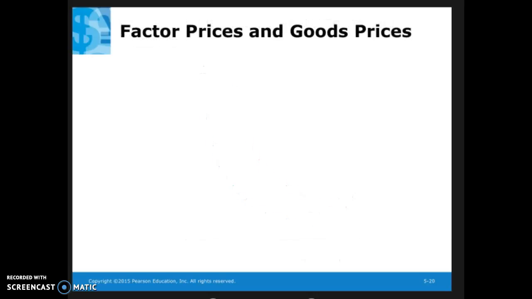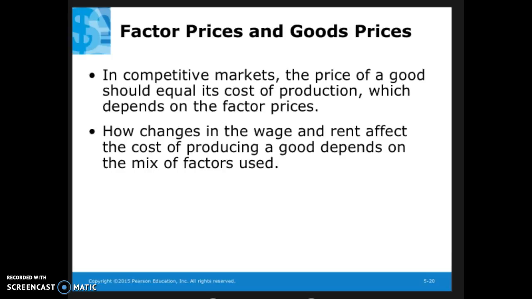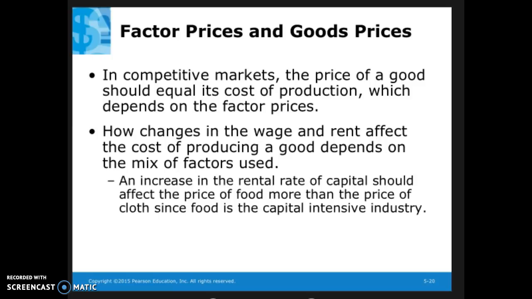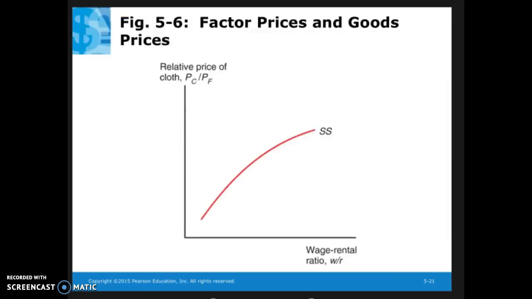So we have factor prices and goods prices. In competitive markets, the price of a good should equal its cost of production, which depends on the factor prices. How changes in the wage and rent affect the costs depends on the mix of factors used. An increase in the rental rate of capital affects the price of food more than the price of cloth, since food is more capital intensive. Changes in the wage-rental ratio are tied to changes in the price ratio. So here we have the factor prices and goods prices, where the relative price of cloth is on the y-axis and the wage-rental ratio is on the x-axis.